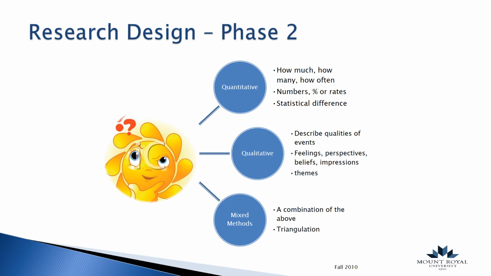So the next phase, phase 2, deciding on the research design. Obviously, if we look at the quantitative domain, we're looking at numbers, gathering data, mathematical computations. We're often looking to try and describe how much, how many, how often. We look at numbers, percentages, rates, statistical difference.